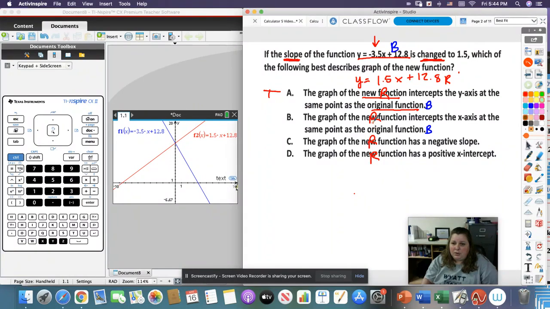The graph of the red one intersects the x-axis at the same point as the blue one. That's not true. Here's the x-axis. They're at different points. The graph of the red one has a negative slope. The graph of the red one's going up to the right. That's a positive slope, so that's false and false. The graph of the red one has a positive x-intercept. Okay, the red one crosses the x-axis on the negative side, so that's also false. So A should have been the correct answer.